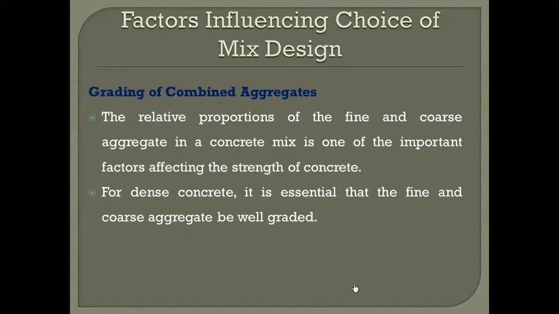So grading of aggregates, as you all know, influences the mix proportion for a specified workability. In a concrete mix, there should be all the grades, that is, 20, 16, 12.5, 10 mm, all the sizes of aggregates should be there, so that the voids will be very less, and the cement paste required for lubrication will be more. So if we use a well graded aggregate in the concrete, then we can achieve good strength.